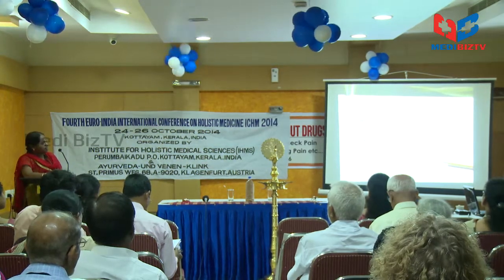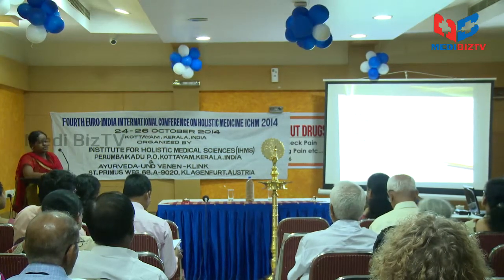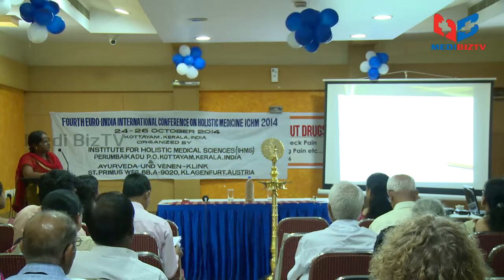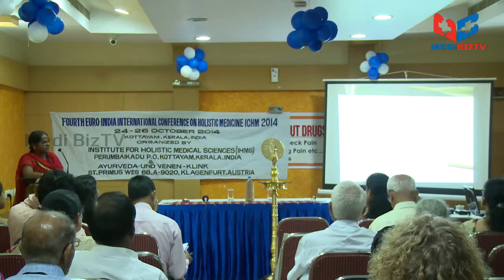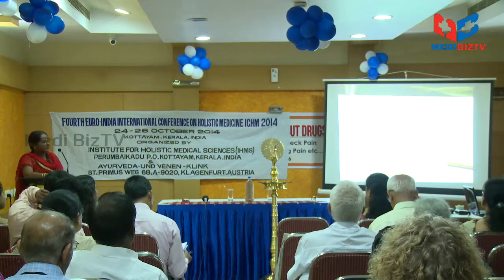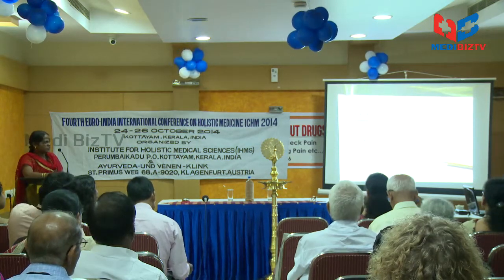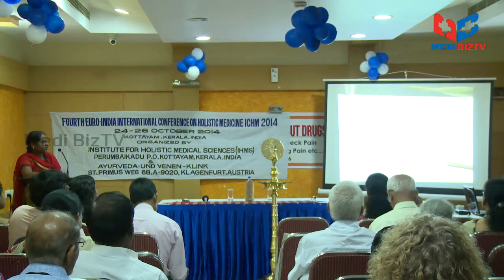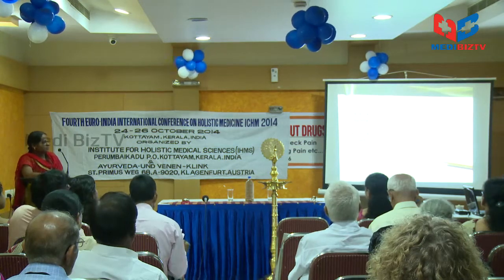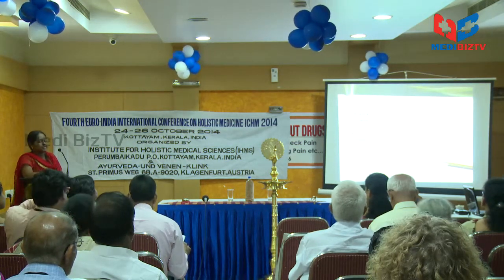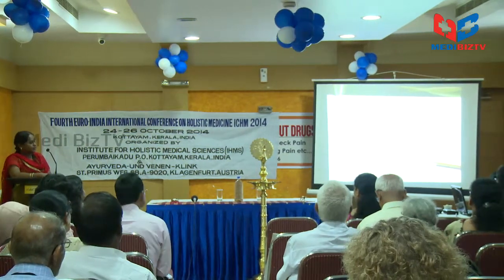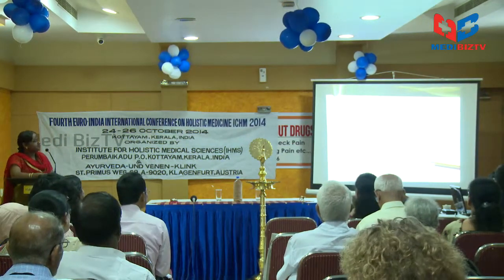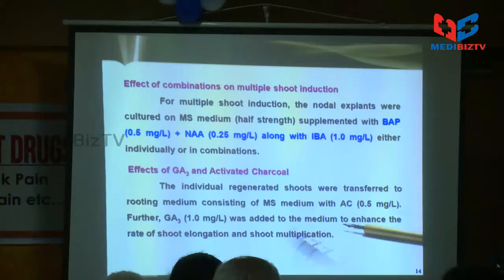This slide is about the effect of cytokinins. The explants were cultured on half strength MS medium supplemented with various cytokinins such as BAP, kinetin and TDZ, at 0.25 to 2 mg per L, either individually or in combination. The above medium was supplemented with 3% sucrose and solidified with 0.8% agar, and the pH was adjusted to 5.6 to 5.8.